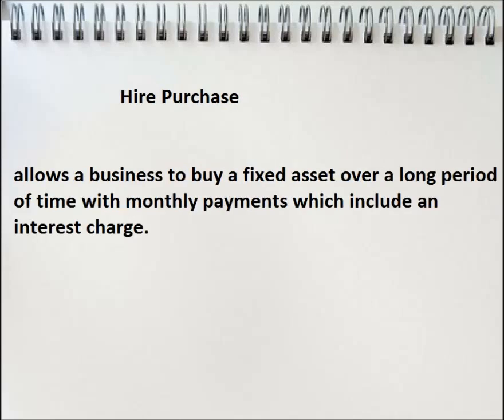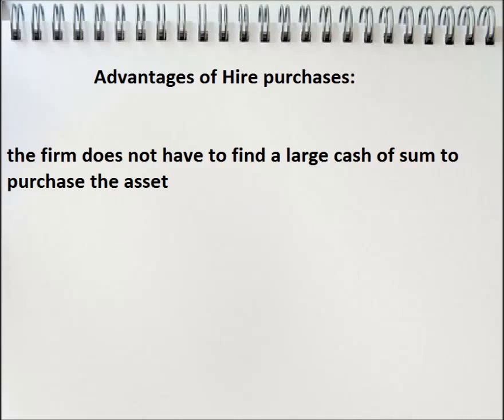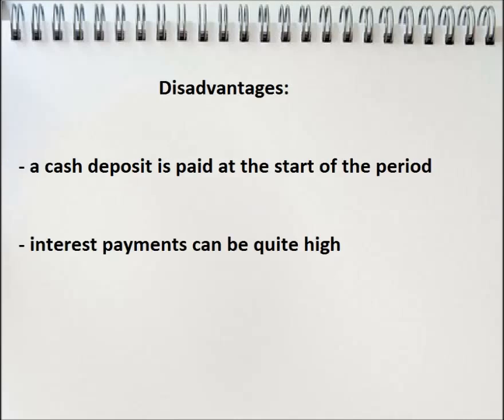Hire purchase allows a business to buy a fixed asset over a long period of time with monthly payments which include an interest charge. Advantages: the firm does not have to find a large cash sum to purchase the asset. Disadvantages: a cash deposit is paid at the start of the period. Interest payments can be quite high.